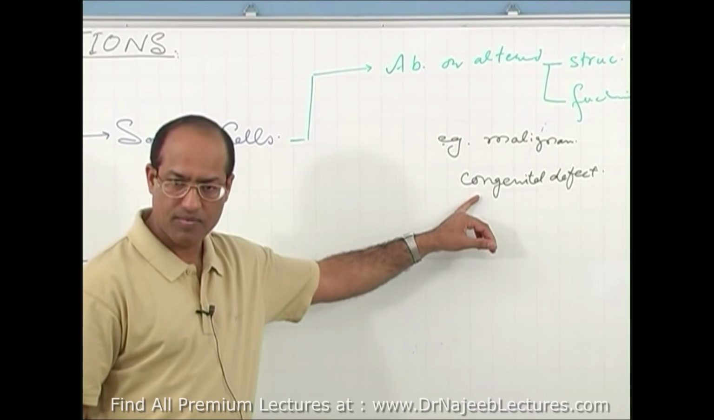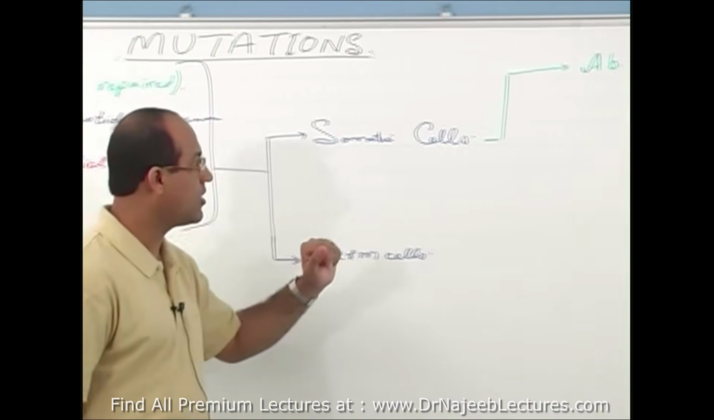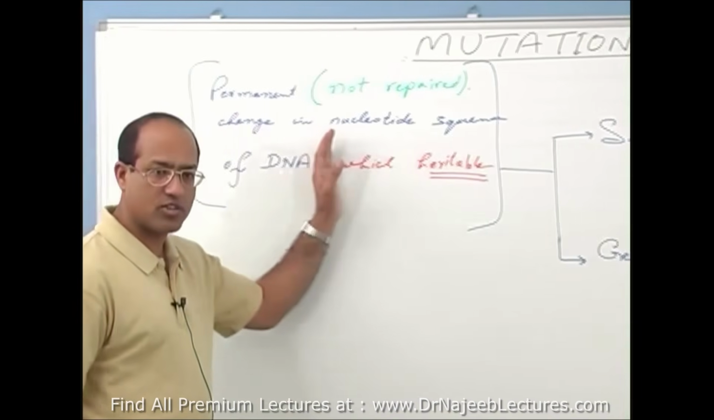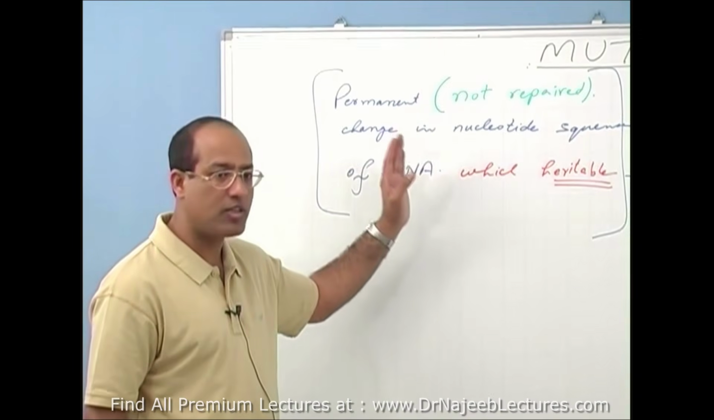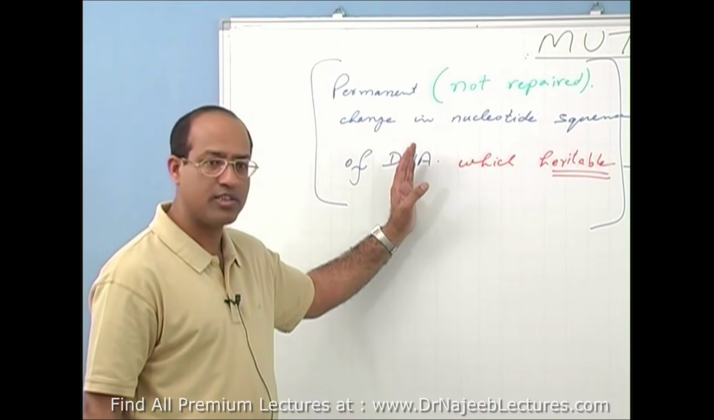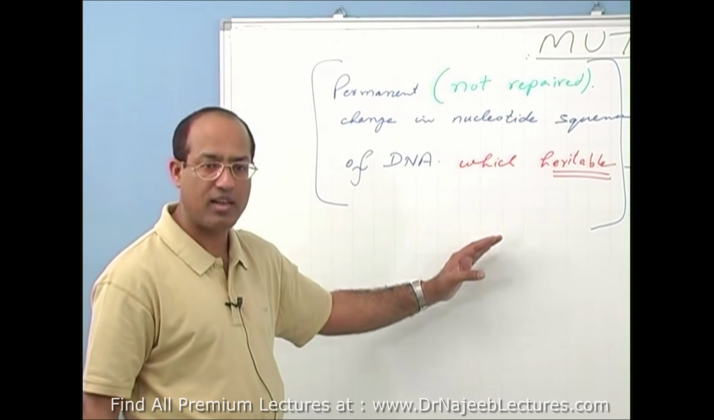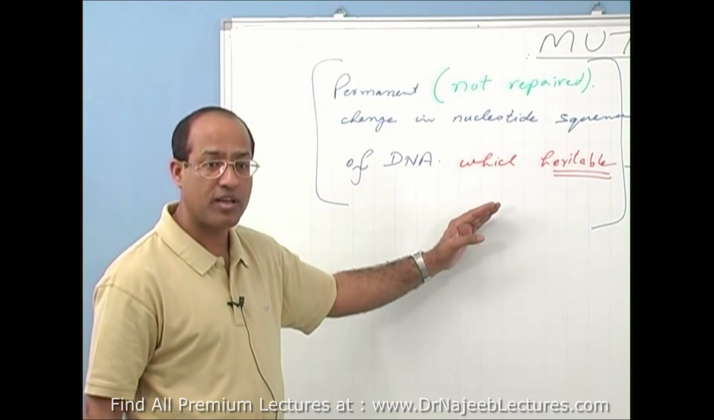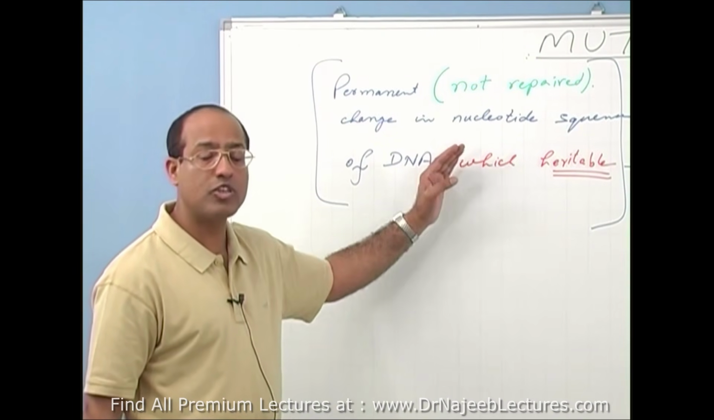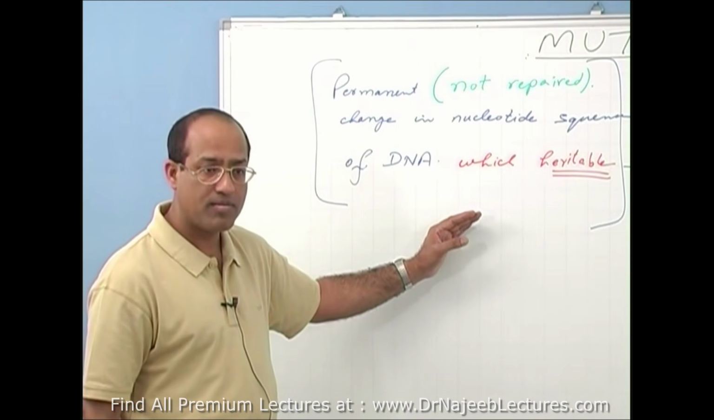Is that clear? Again, I will repeat it. What really happens? What are mutations? Mutations are permanent alterations in the nucleotide sequence of DNA, which can be passed to the next generation of cells. If it is a somatic cell, the next generation of the proliferating cells, and if it is a germ cell, then this change may be transferred to the next generation of that family.